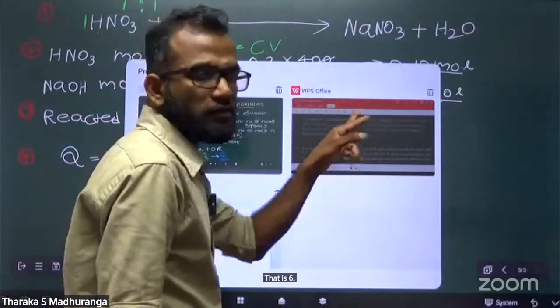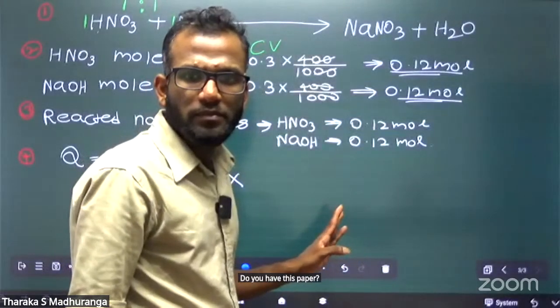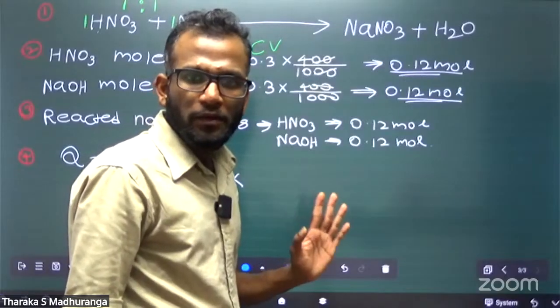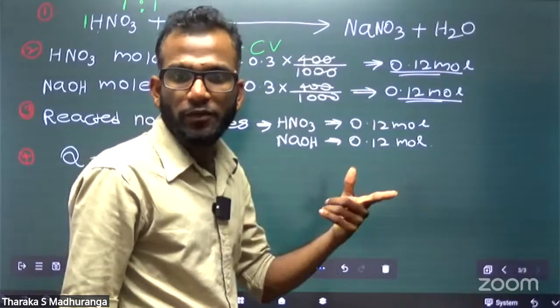36.5 minus 33.5. Do you all have this paper? Last week I sent it in the group, as I remember.